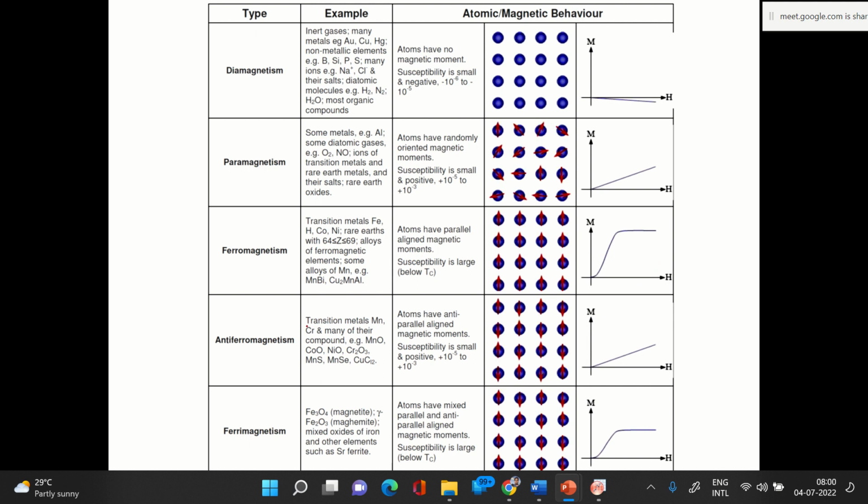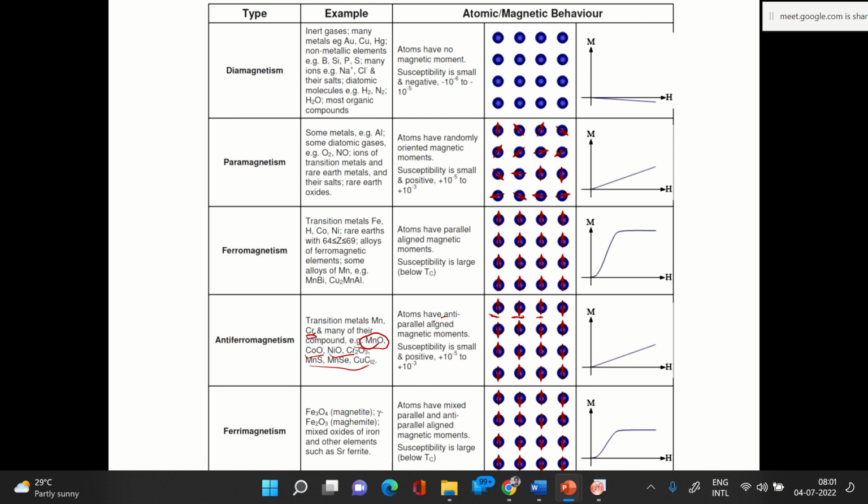Antiferromagnetism is shown by chromium metal and oxides, MnO, cobalt oxide, nickel oxide, like that. So in this case what happens is that you have the spins, there are individual spins at different atomic sites in a crystal. But they are aligned opposite to each other, anti-parallel to each other. So when you apply magnetic field, you get a very small positive value of the susceptibility in the M versus H curve.